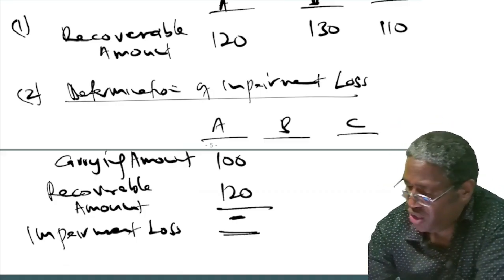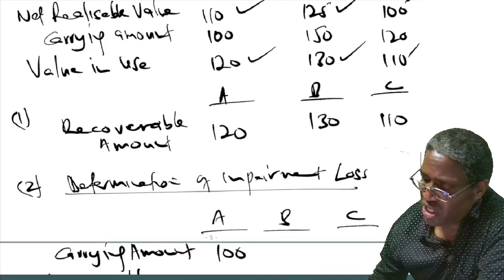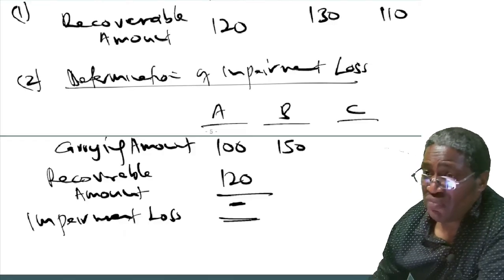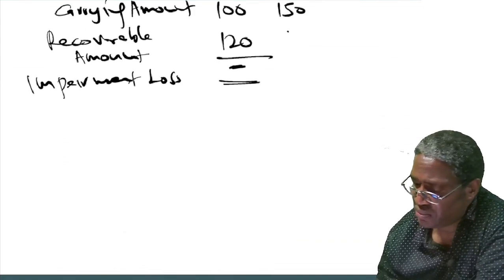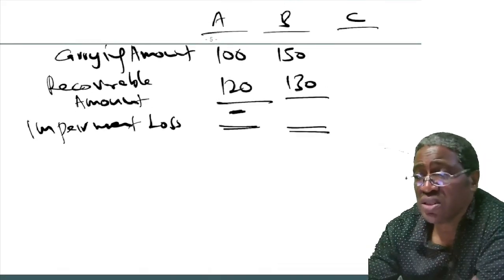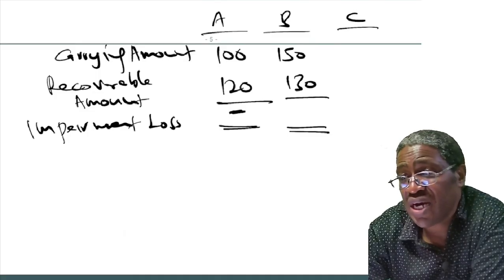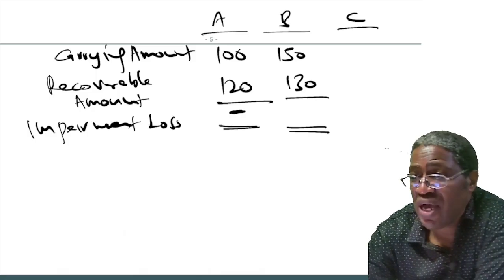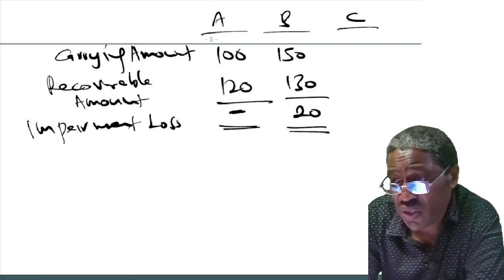Good. We look at asset B now. What was the carrying amount? I can see we were given 150. We have just computed the recoverable amount and we have got it as 130. So we need to ask ourselves whether it has suffered. And of course, the condition has been met in the sense that the carrying amount is higher than the recoverable amount by an amount of 20. So it has suffered an impairment loss of 20.